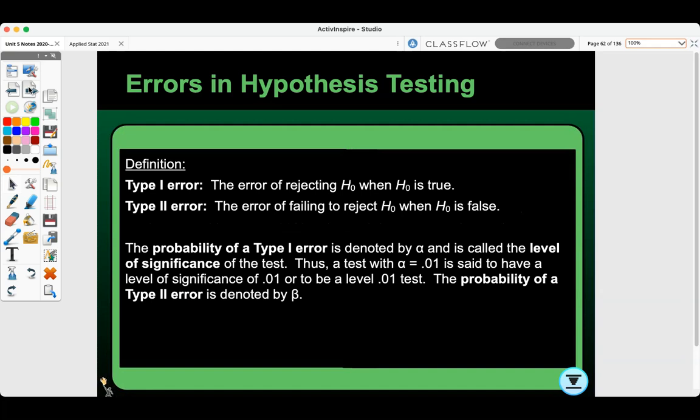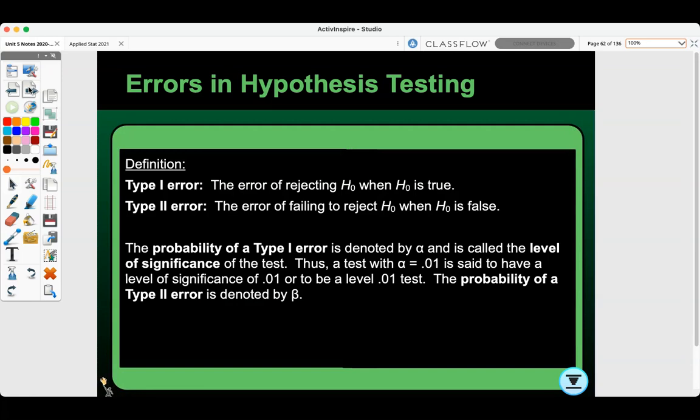A type 1 error is the error of rejecting the null hypothesis when the null hypothesis is true, rejecting when we shouldn't. Type 2 error is the error of failing to reject the null hypothesis when the null hypothesis is false, not rejecting when we should.